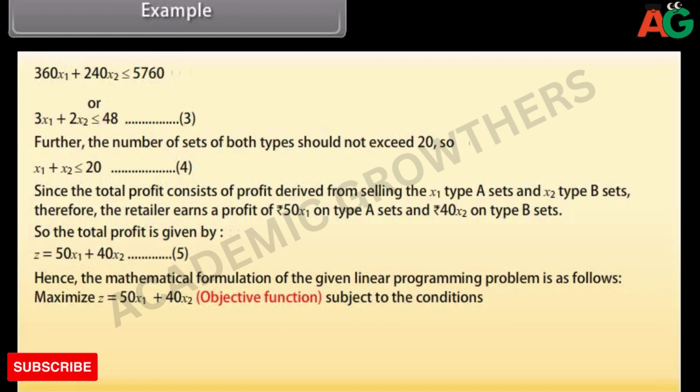Maximize Z equals 50x1 plus 40x2, subject to the conditions 3x1 plus 2x2 is smaller than or equal to 48, x1 plus x2 is smaller than or equal to 20, x1 is greater than or equal to 0, x2 is greater than or equal to 0.